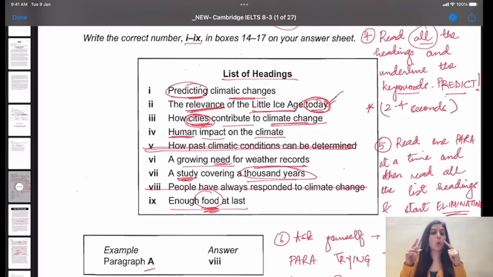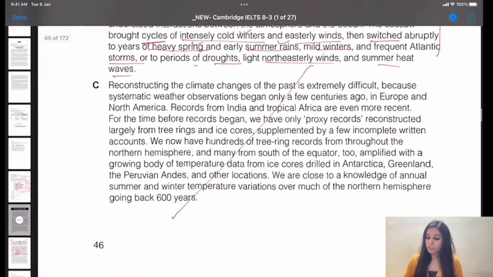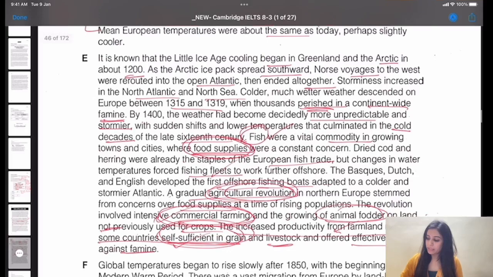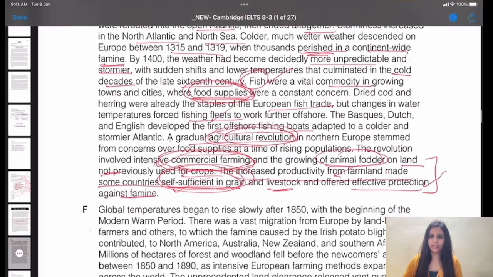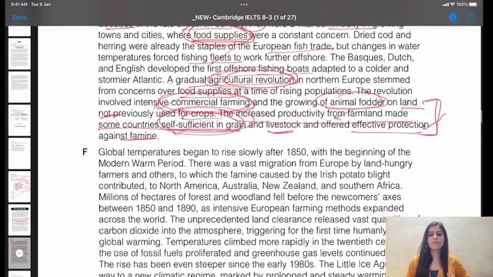I want you to do this on your own. I won't be doing it for this particular paragraph. Do this on your own. Start eliminating each one of these, and then you'll see that the only heading that makes sense is the last one, enough food at last. In the end, they had enough food. They were self-sufficient. They could protect themselves from famine, which is easily explained in these lines. These lines, right? Okay, moving on to the last one, F.